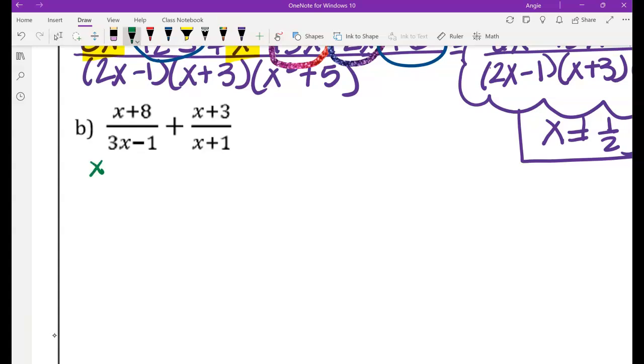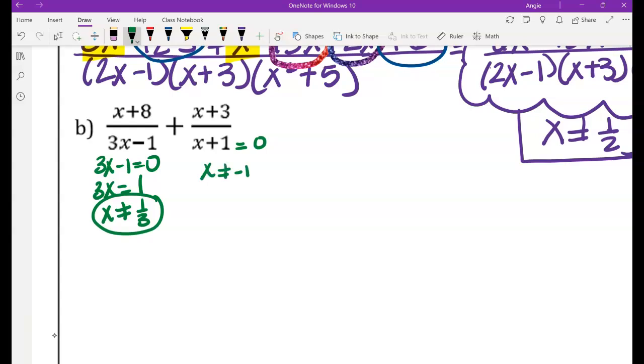So for this one, we're going to set it equal to 0, okay? Then solve by moving the 1 over. So 3x = 1. X can never ever be 1/3, because if it's 1/3, then the entire fraction is not going to exist. Then over here, we set this equal to 0, so x can never ever be -1. So currently we have two exclusions. We will put them together with the answer later.